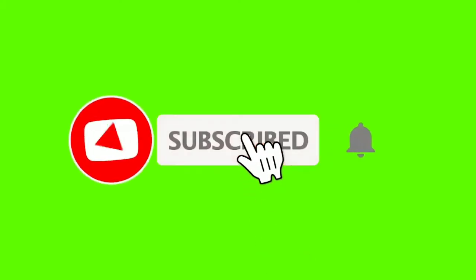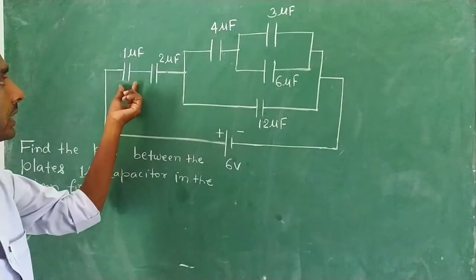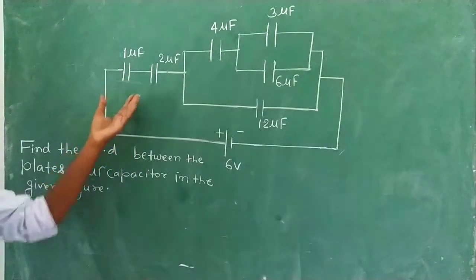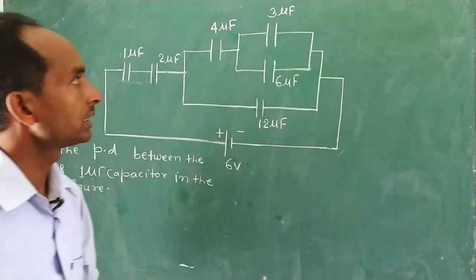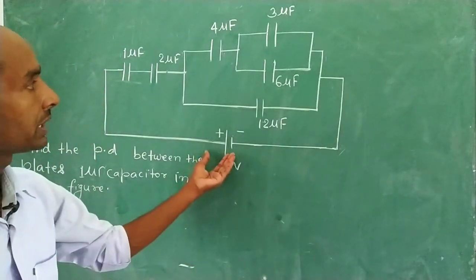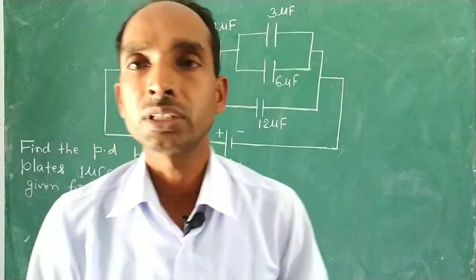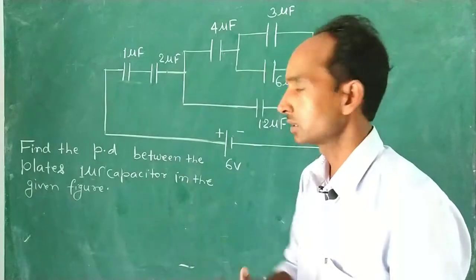Hello students, in this question we have to find the potential difference across the plates of the 1 microfarad capacitors. First of all, we have to find the equivalent capacitance in the given circuits. After that, we can find the potential difference between the plates of the 1 microfarad capacitor.